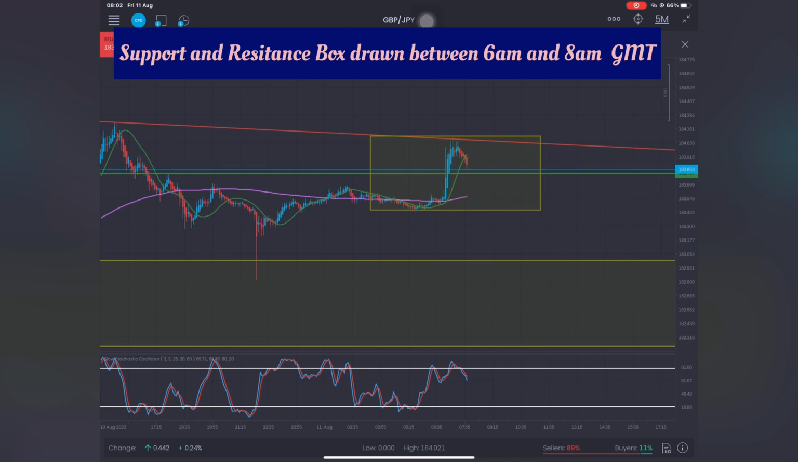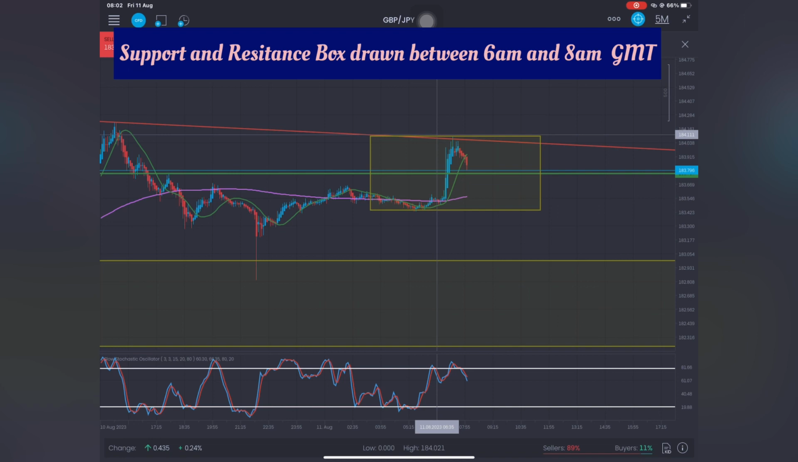If you can see the yellow box I drew on the top, the time is between 6 a.m. and 8 a.m. GMT. London session starts at 8 o'clock, but from 6 to 8 o'clock it's ranging. The support and resistance line normally cracks open, so it works.